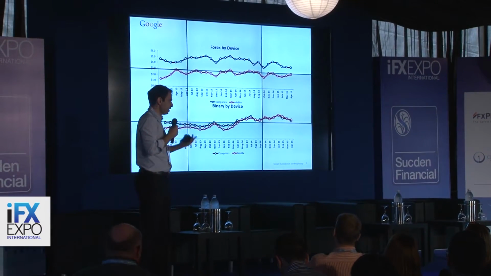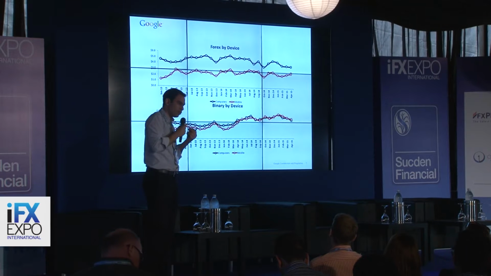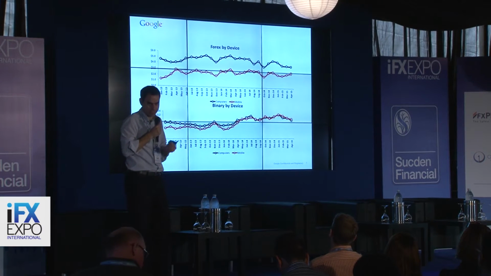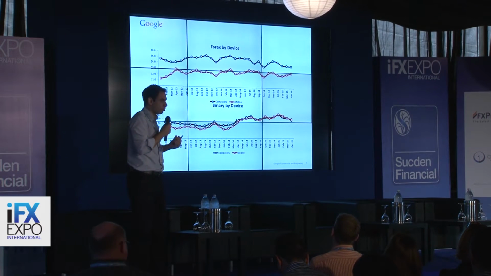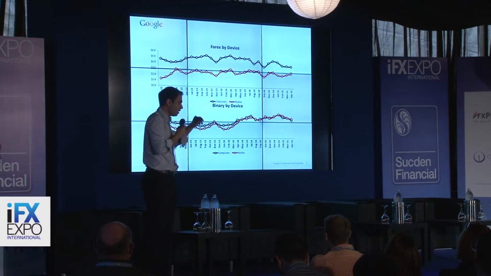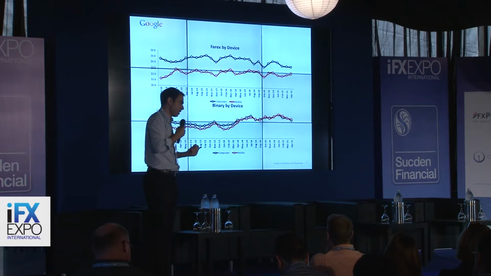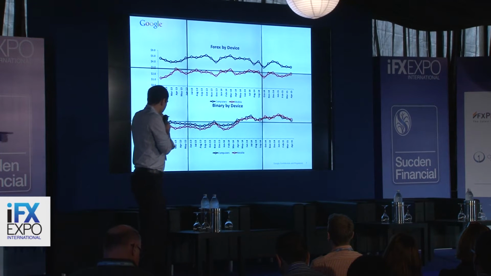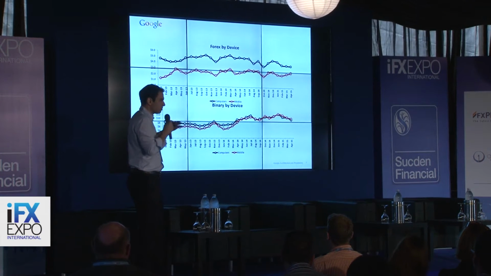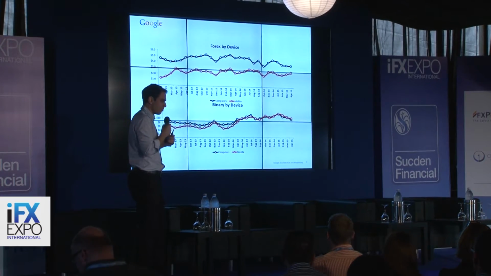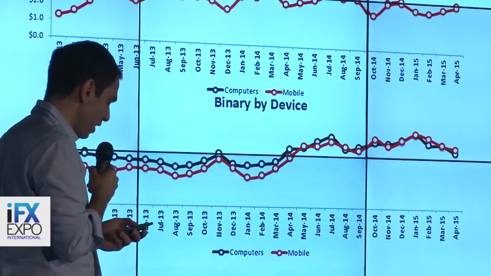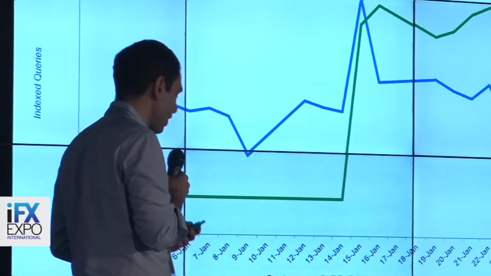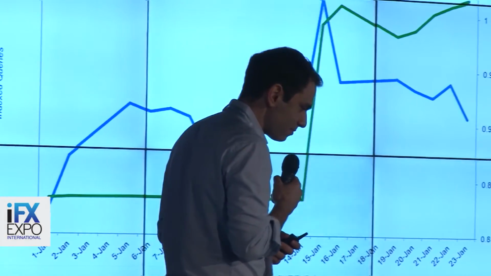So for me, this is a great opportunity. It means that if you get your mobile product right, and the conversion rate in desktop and mobile is the same, you pay 40% less for your traffic. In binary options, it's almost the same. I don't see an opportunity there, but definitely for Forex. Market events.